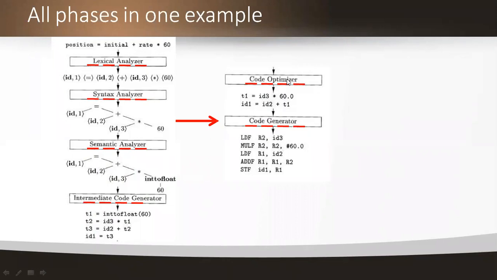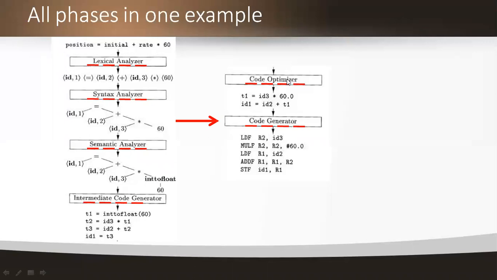So the output that we are going to generate here: position is named ID1, equal to, initial is named ID2, plus. The operators, whether an assignment operator, an addition operator or a multiplication operator, are not going to be changed. Only the operands are going to be changed. Operands in the sense position is an operand, initial is an operand, rate is an operand. These are all converted into a stream of tokens.